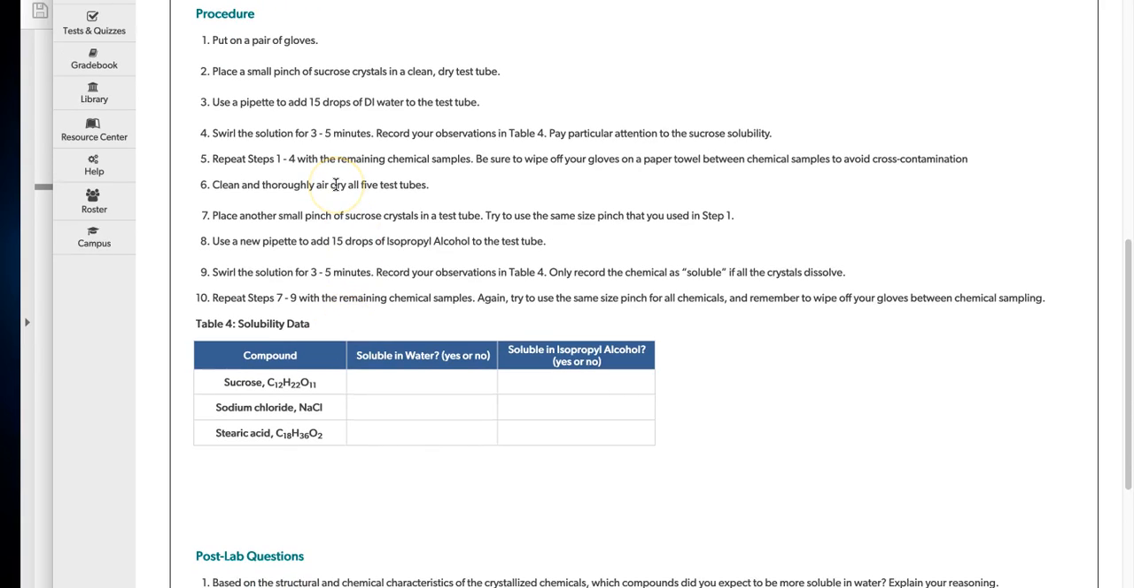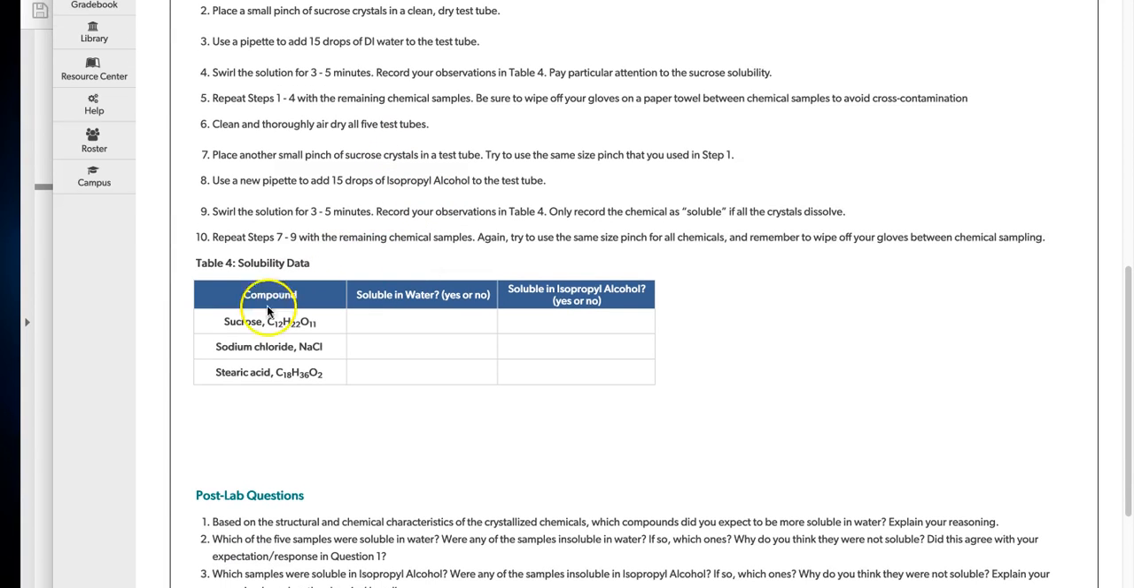For each one, you're going to add just a pinch of the solid, 15 drops of the liquid. In the first run, you're going to use distilled water for all 3. In the second run, you're going to use alcohol. And then this is table 4 that you have to complete and say whether the compound was soluble in water, or if it's soluble in the ethanol, which is isopropyl alcohol.